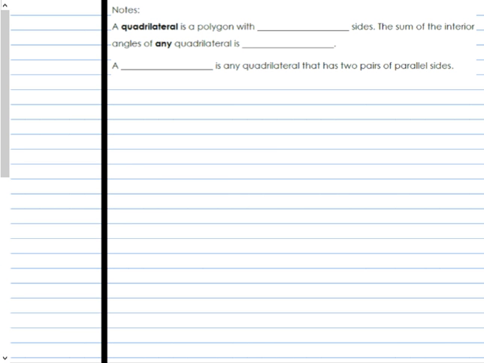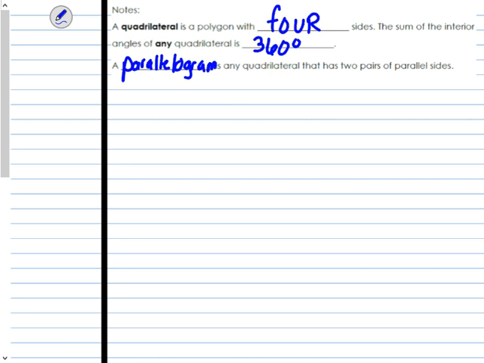A quadrilateral is a polygon with 4 sides. Quadrilateral, think about quarters, it's 4, so 4 sides. The sum of the interior angles of any quadrilateral, no matter what it looks like, if it has 4 sides, the interior angles add up to 360 degrees. So then, a parallelogram is any quadrilateral that has 2 pairs of parallel sides. A quadrilateral is any shape with 4 sides, but a parallelogram has 2 pairs of parallel sides.